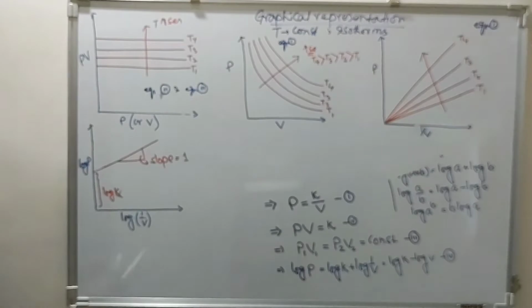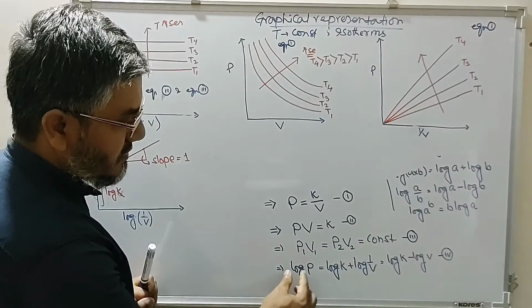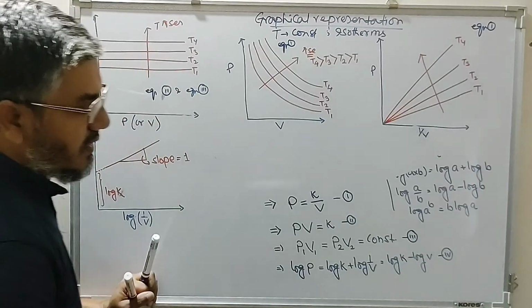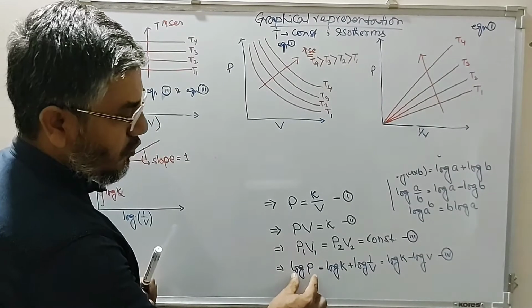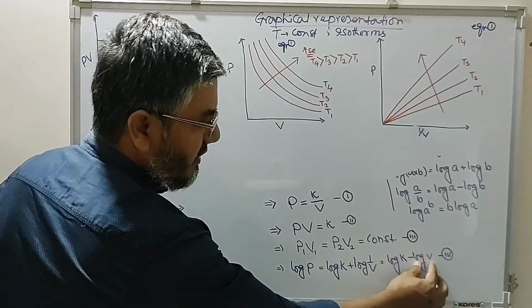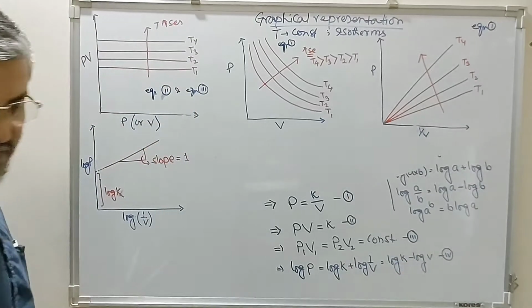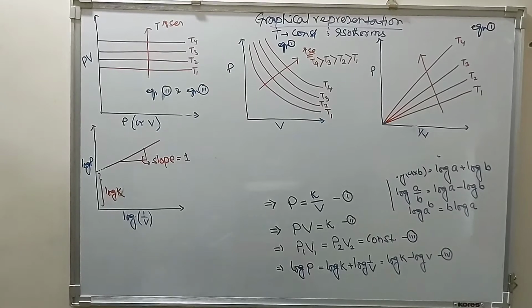Another form of equation that we can observe is log P versus log V. If we have a graph for log P and log V, the slope is negative. So we'll have this graph.